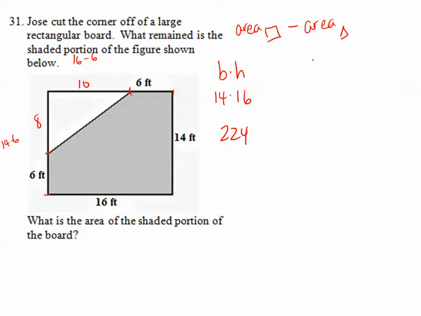So now the area of my triangle is base times height divided by 2. So that's 10 times 8 divided by 2, which is 80 divided by 2, which is 40. So 224 minus 40 is 184, and it's feet squared because we're talking about area.